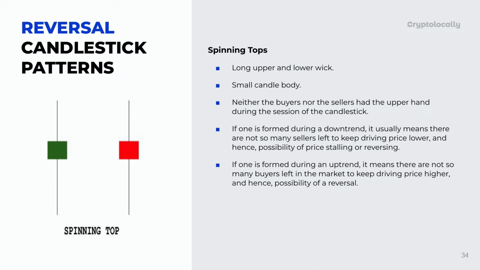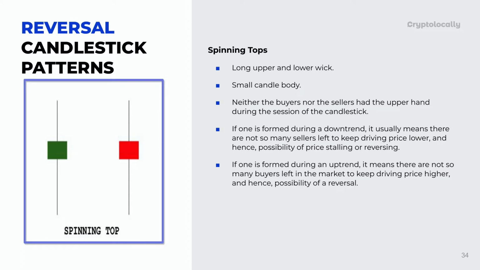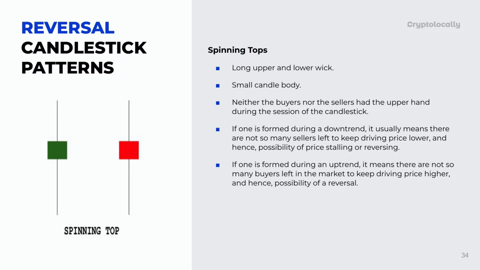So what are spinning tops? This is what they look like. This is an example of a spinning top. Let's talk about their properties. So a spinning top has long upper and lower wicks. So you will see it with a small body, but it has a long upper wick and lower wick. When you see these candlesticks, it represents that neither the buyers nor the sellers had the upper hand during the trading session. If one is formed during a downtrend, it usually means that there are not so many sellers left in the market to keep driving the price lower, hence the possibility of price stalling or a reversal.